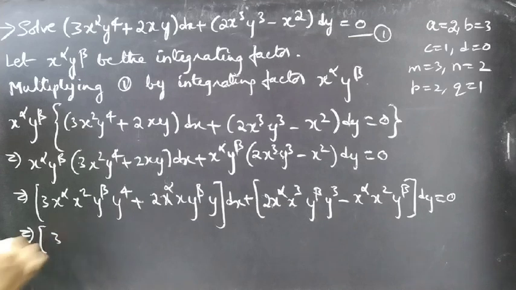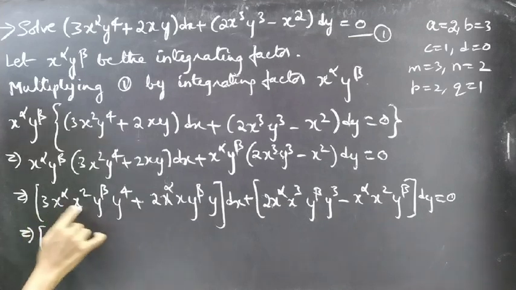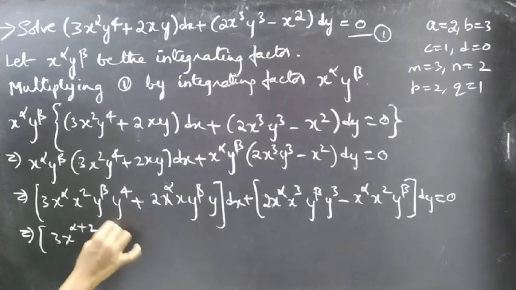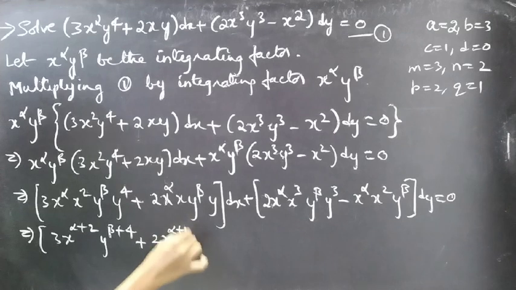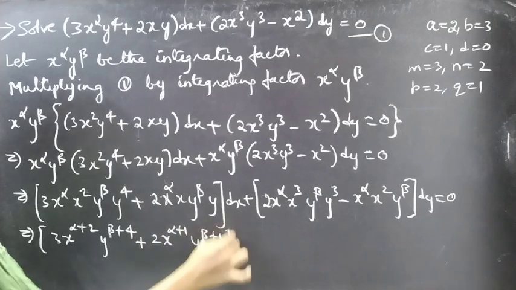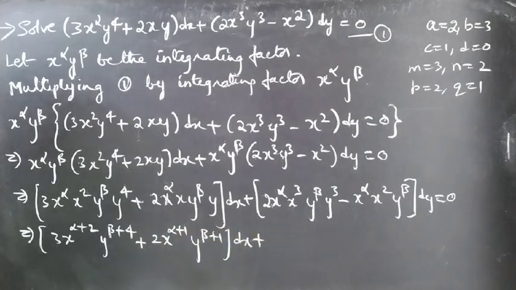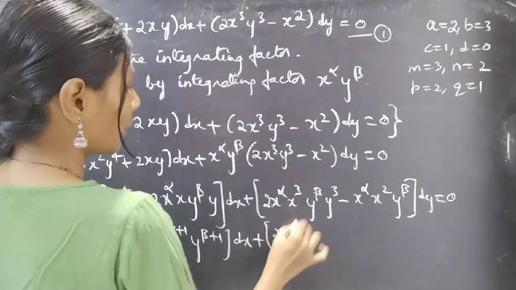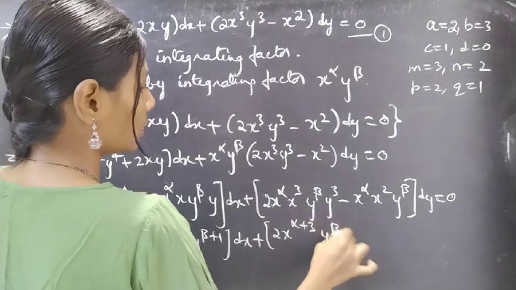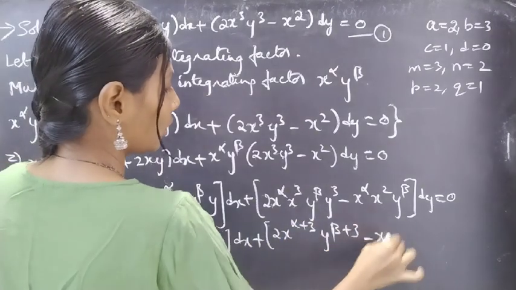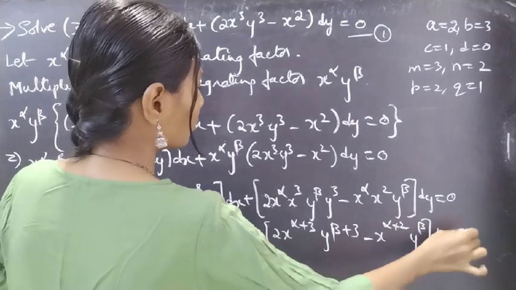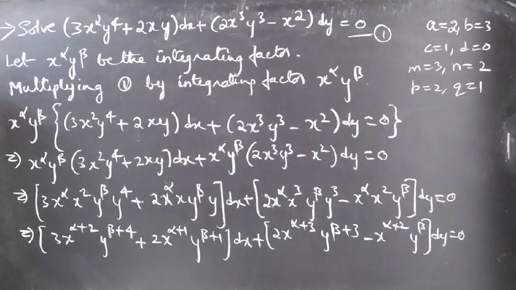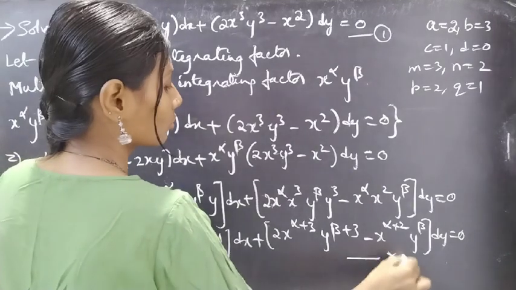If the bases are equal, you can add the powers, right? Since bases are equal, so we'll add the powers, we'll get x power alpha plus 2, likewise for y power beta plus 4, plus 2x power alpha plus 1 y power beta plus 1 into dx plus 2x power alpha plus 3 y power beta plus 3 minus x power alpha plus 2 y power beta into dy equal to 0. Consider this equation as equation asterisk.